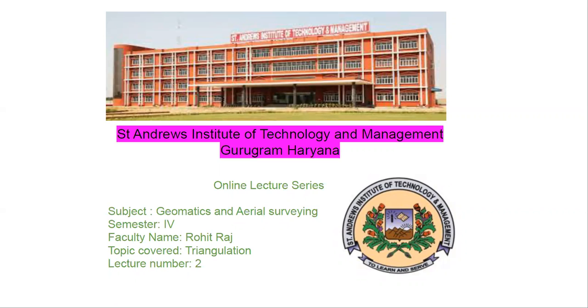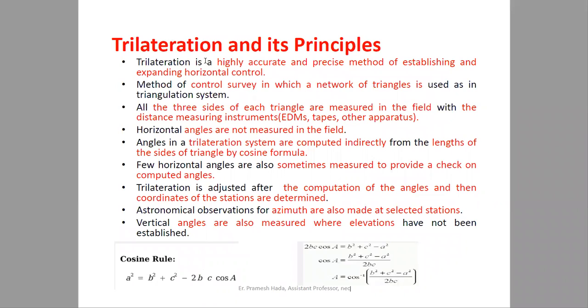This is an online lecture series, and in this section we are discussing geomatics and aerial surveying, which is in your fourth semester. I am Rohit Raj, and this is the second lecture in the series. Today we are going to discuss the topic of triangulation. Before this, in our very first lecture, we discussed trilateration. So let's start.